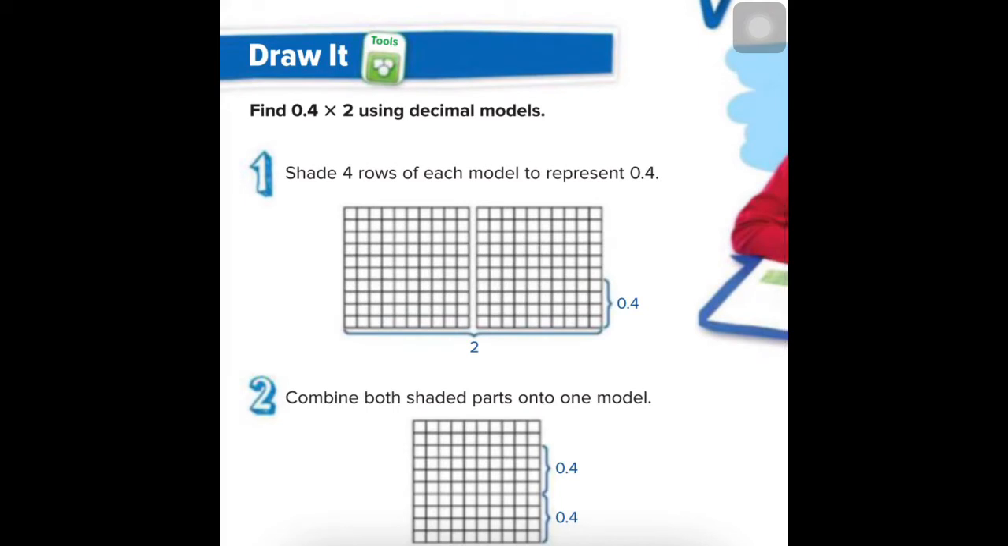Number 1. Find 0.4 times 2 using decimal models. So what we do is we have two full models. Now if these were all completely filled in, it would be a whole number because there's 100 blocks here and 100 blocks here. But we are going to fill each of them in with 4/10 or 4 10 bars.